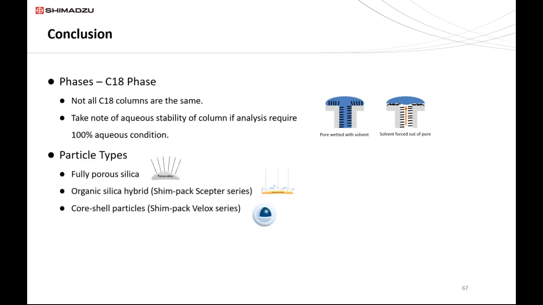Lastly, we saw the different silica particle types. Fully porous silica particles are the most traditional particle type which are still commonly used today, while the newer organic silica hybrid column, which has the key property of wider pH range, is also becoming more common. The core shell type particle has the advantage of faster analysis, higher efficiency with significantly lower back pressure, and is becoming more popular for high-speed analysis.